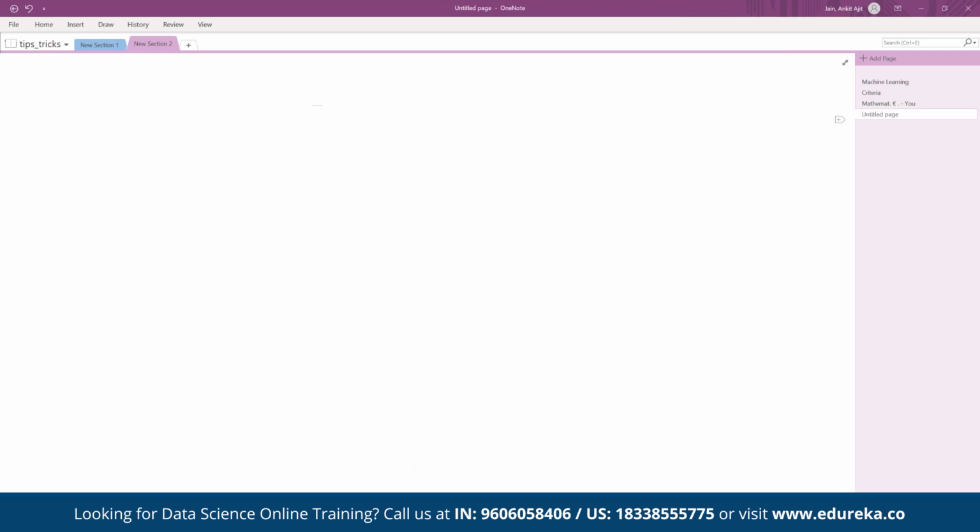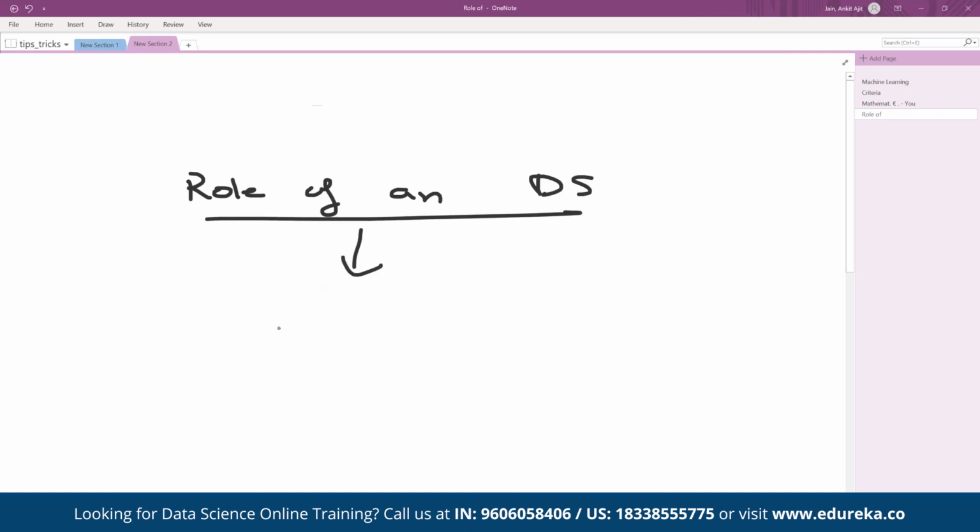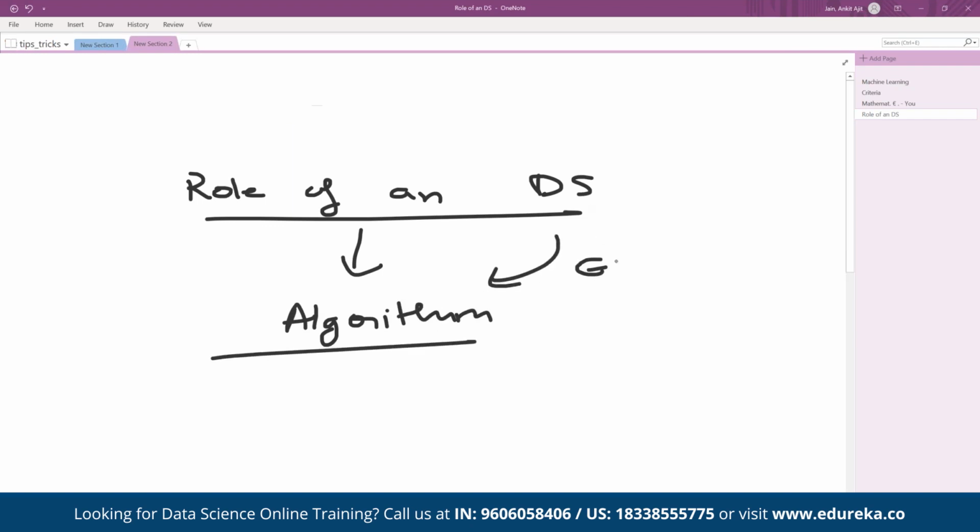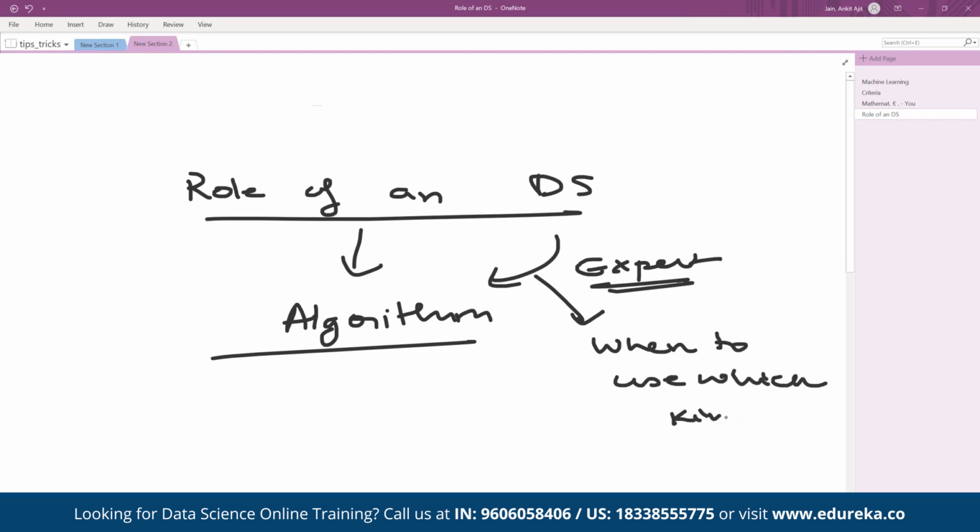Okay. Now, how many of us want to become a data scientist here? I think most of you want to become a data scientist, right? So the role of a data scientist is to understand this algorithm. It is assumed you will be an expert on this. Okay, you exactly understand what an algorithm is, why it should be used, when it should be used. So a data scientist knows when to use which kind of algorithm. Okay, so this is the role of us.